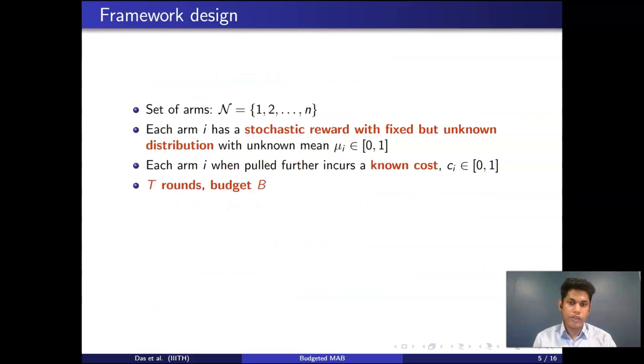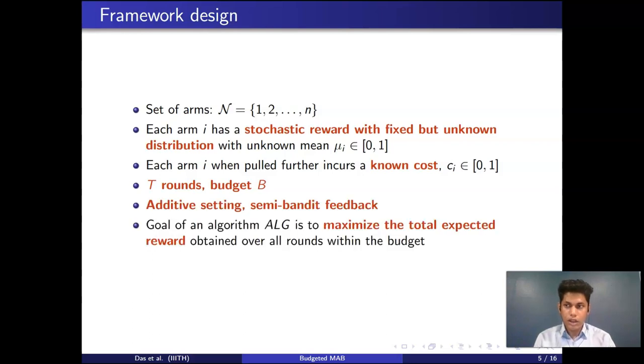So let us talk about our framework. We have a set of arms in our multi-arm bandit. Each arm has a stochastic reward distribution which is fixed but unknown, with unknown mean values mu_i. Each arm, when pulled, incurs a cost which is known to us. We play this multi-arm bandit game for T rounds, and we initially have a budget of B. Now we consider an additive setting, which means that the reward of the super arm is basically the sum of the reward of each arm in the super arm. We also consider semi-bandit feedback.